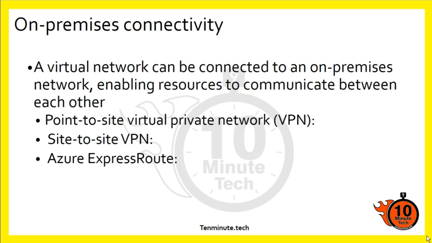On-premise connectivity. You can connect your virtual network to an on-premise data center or to an on-premise network. There are 3 ways that you can accomplish this. You can do a point-to-site VPN, you can do a site-to-site VPN, or you can use what's called an Azure ExpressRoute.